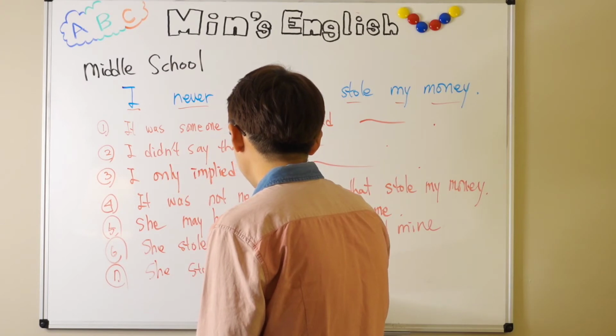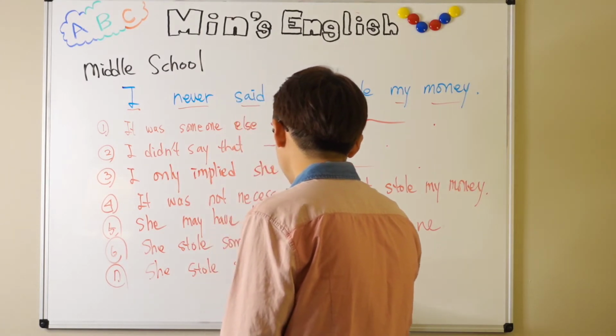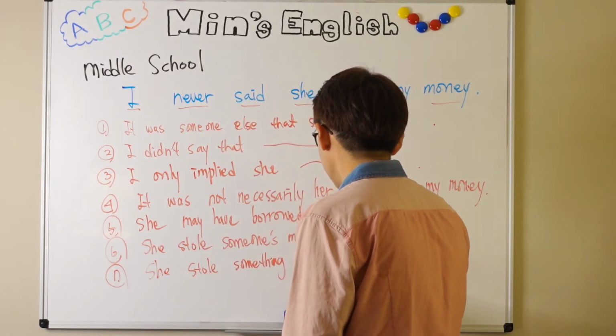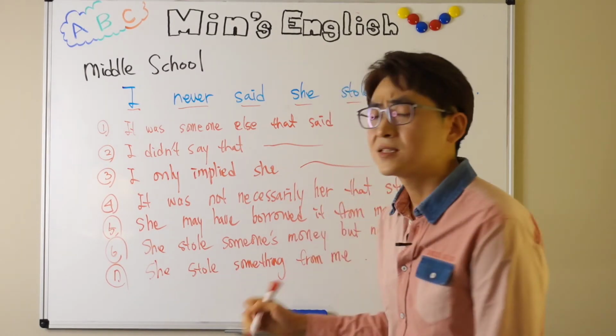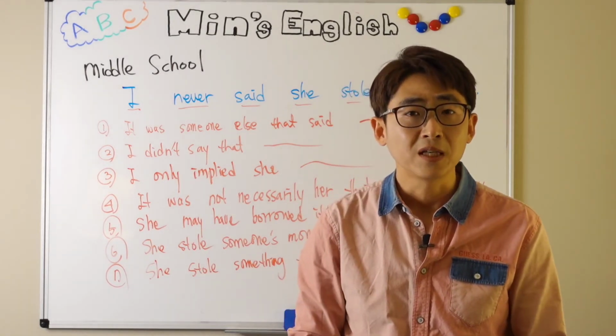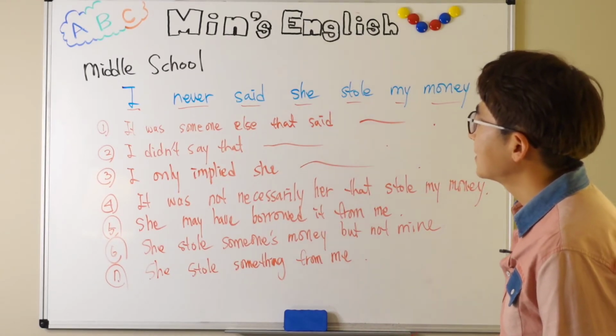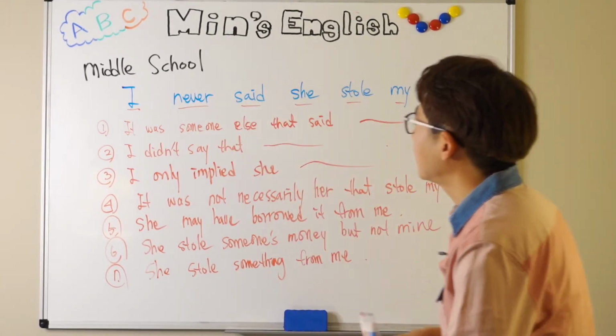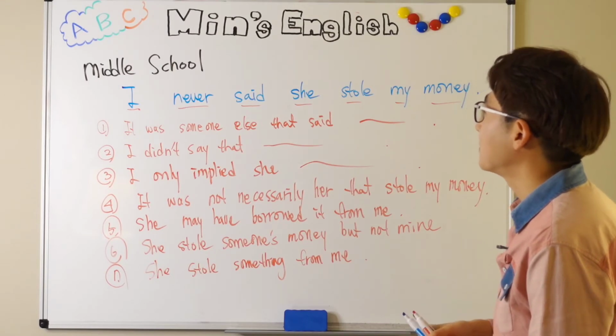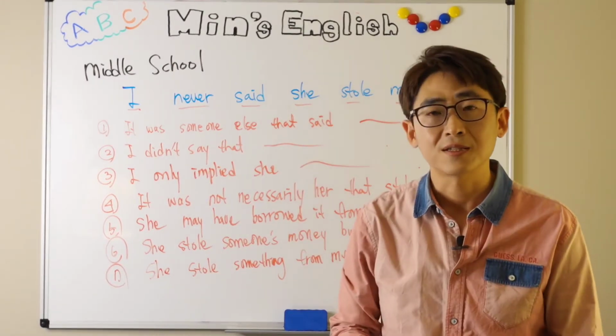Store something from me, but I didn't say that it was money. Okay, so by putting emphasis on each element of this sentence, it becomes a whole new different sentence.